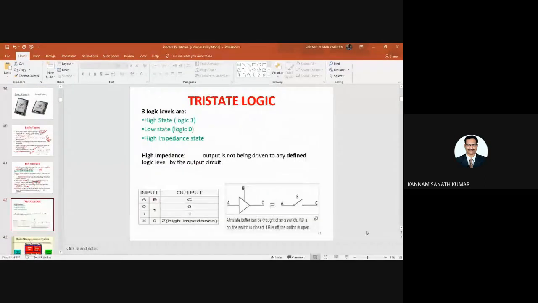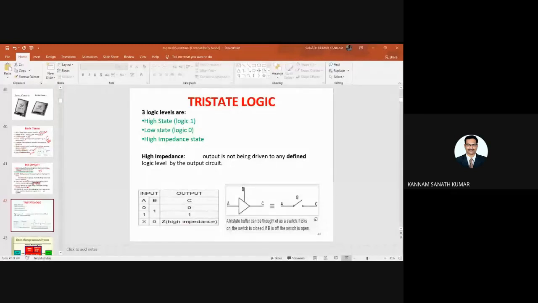Okay, so this is about the bus concept. And tri-state logic. If you see the tri-state logic, there are three logical levels: high logic state, low logic state, and high impedance state. High impedance state is nothing but the output is not being driven to any defined logic level. This is what we call a tri-state buffer, and this B bit will control the tri-state buffer.